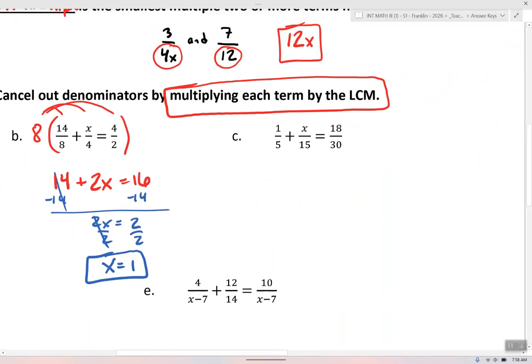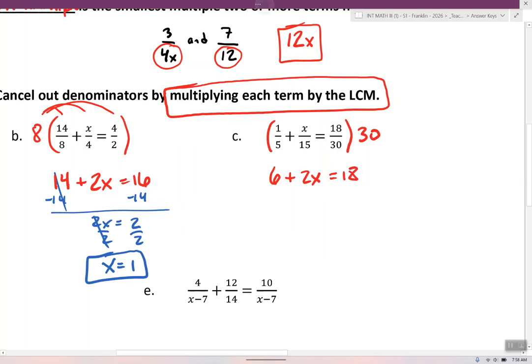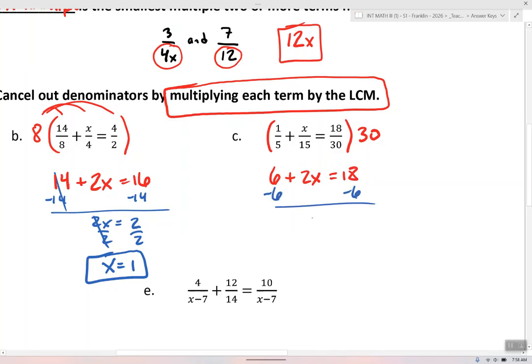For example C, we've got 5, 15, and 30 in our denominator. The least common multiple there is 30. 30 is the smallest number all of those go into. So 30 times 1/5, that's 30 divided by 5 is 6. 30 divided by 15 is 2, times x is 2x. And 30 divided by 30 is 1, times 18 is 18. And again, we've got a two-step equation to solve. Subtract 6. So 2x equals 12, which means x equals 6.